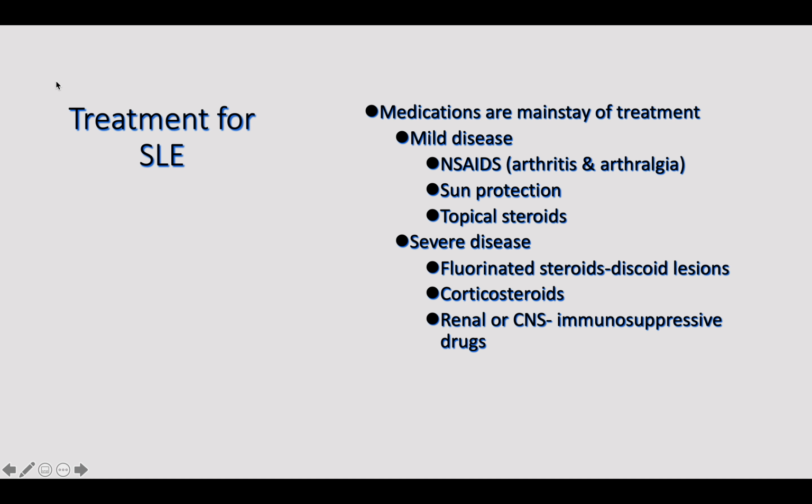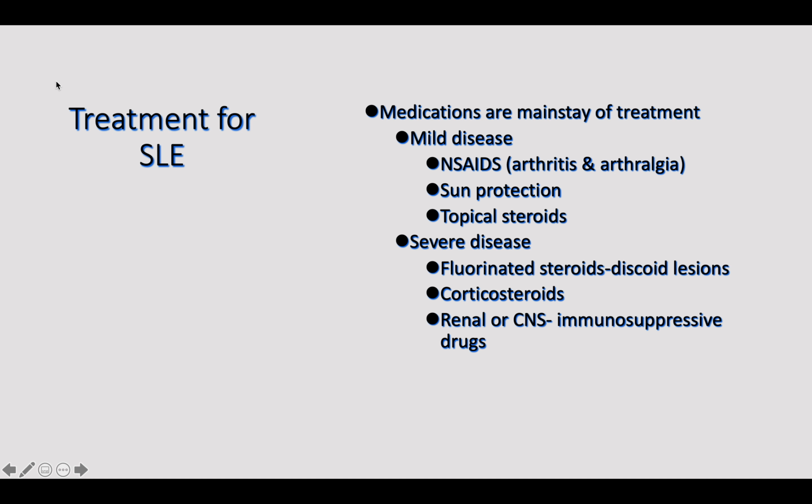So the treatment, medications, mild disease: NSAIDs for arthritis and arthralgia, and NSAIDs is like, it's non-steroidal anti-inflammatory drugs. Would be like ibuprofen for arthritic pain. Sun protection, we said they're photosensitive. Topical steroids would be like on the skin for inflammatory conditions.